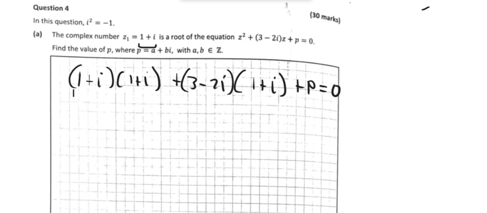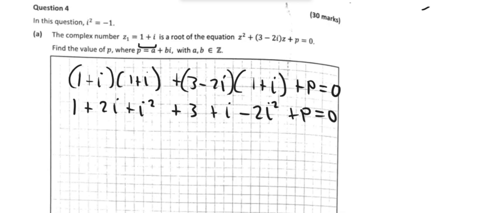You can do the box method there if you want for multiplying out double brackets, though you probably won't need to. You'll end up getting 1 plus i plus i plus i squared, so 1 plus 2i plus i squared. Then plus 3 times 1 plus i, which is 3 plus 3i, and minus 2i times 1 is minus 2i, and minus 2i times i is minus 2i squared, plus p is equal to 0.